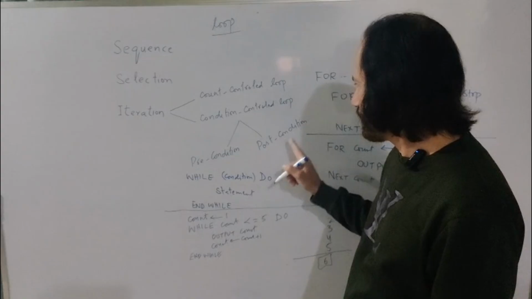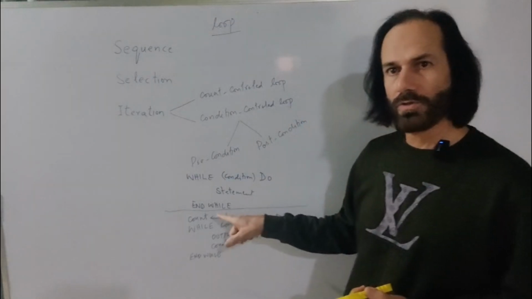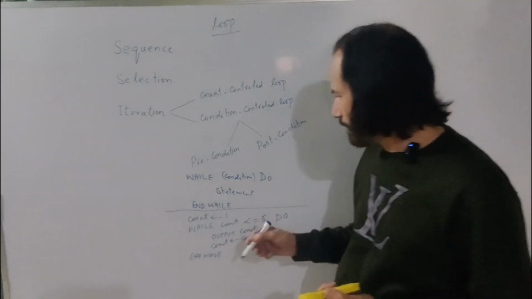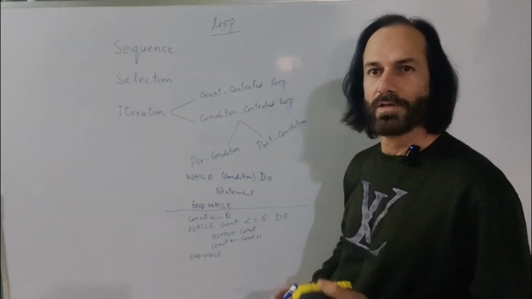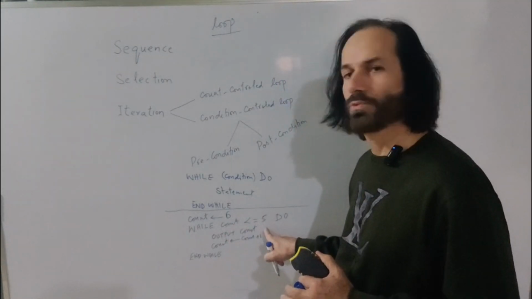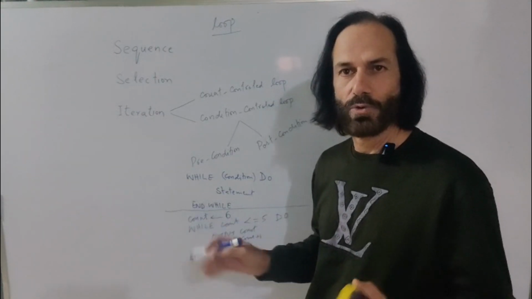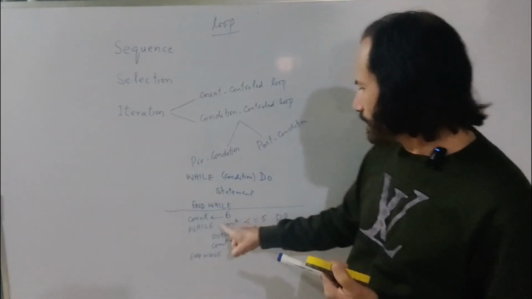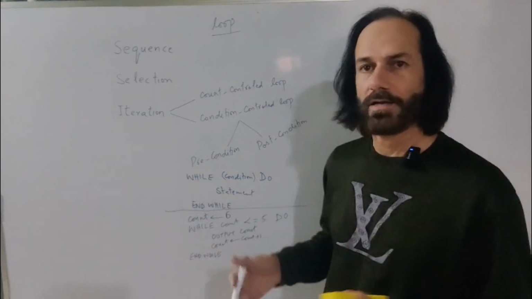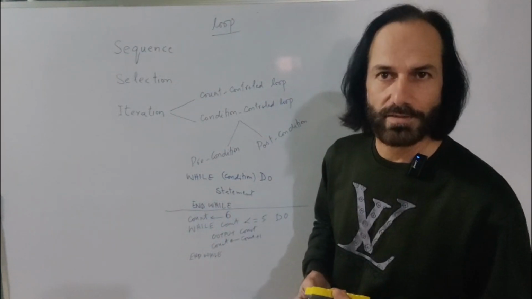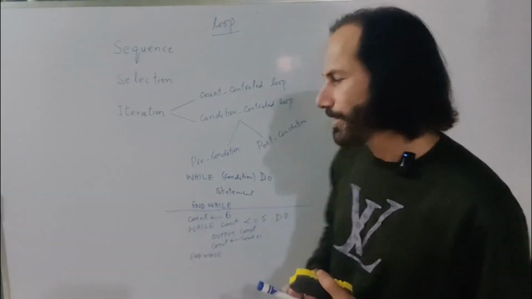Now coming towards the post condition loop, let me erase this. One more point about this precondition loop: if you give count 6 at the start, the condition is not true, so this loop will not even start. That's why it is called the precondition. Once the condition is false at the start, this loop will not run. It must run only if the condition is true.